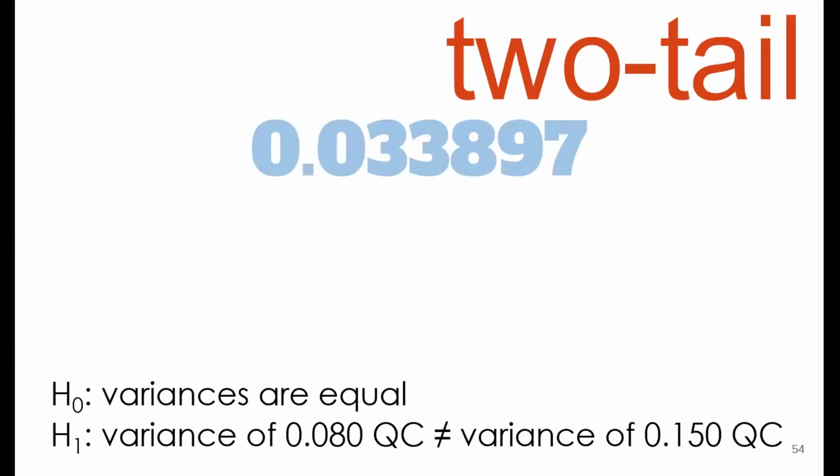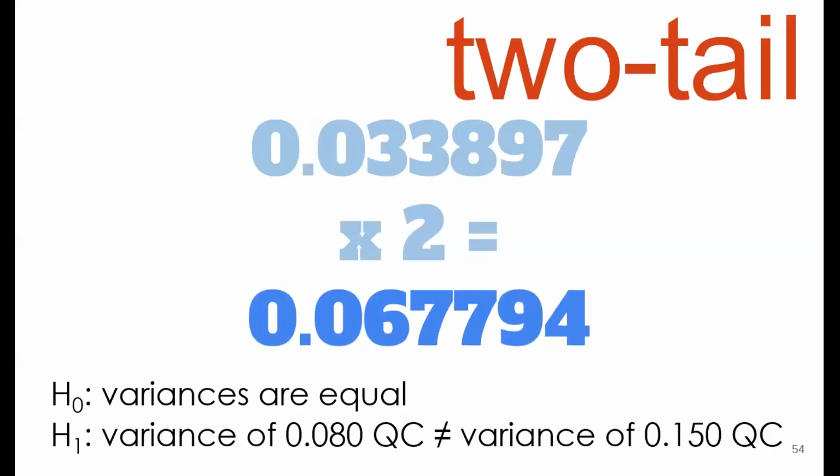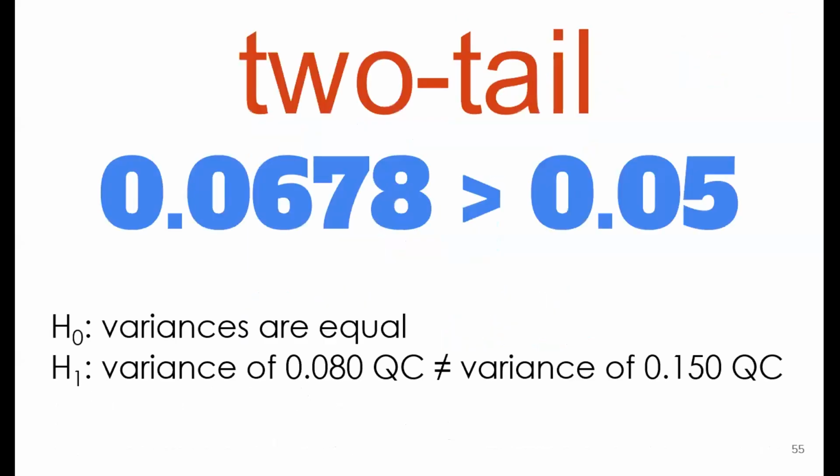So taking that original one tail p-value, multiplying it by 2, we get approximately 0.068. Now you can see quite easily that this is greater than 0.05 alpha. And so, in this situation, we fail to reject the null hypothesis. I always thought it was funny that we say "fail to reject the null."